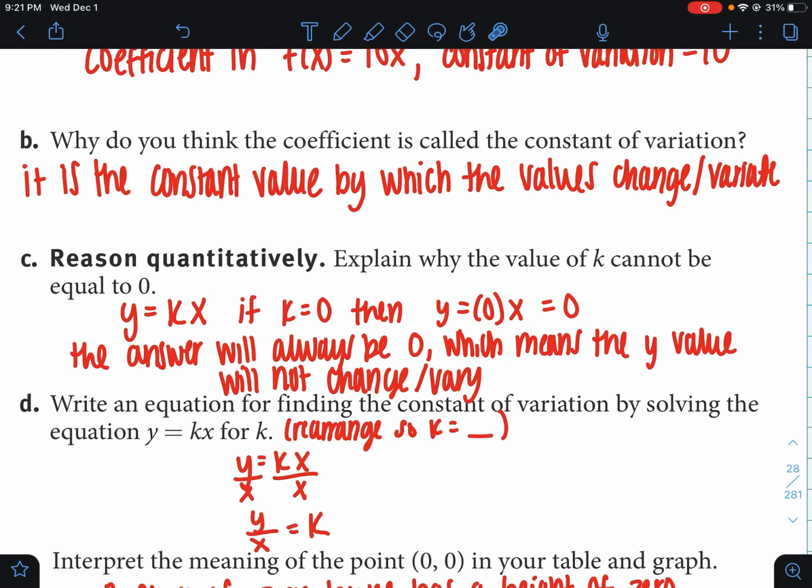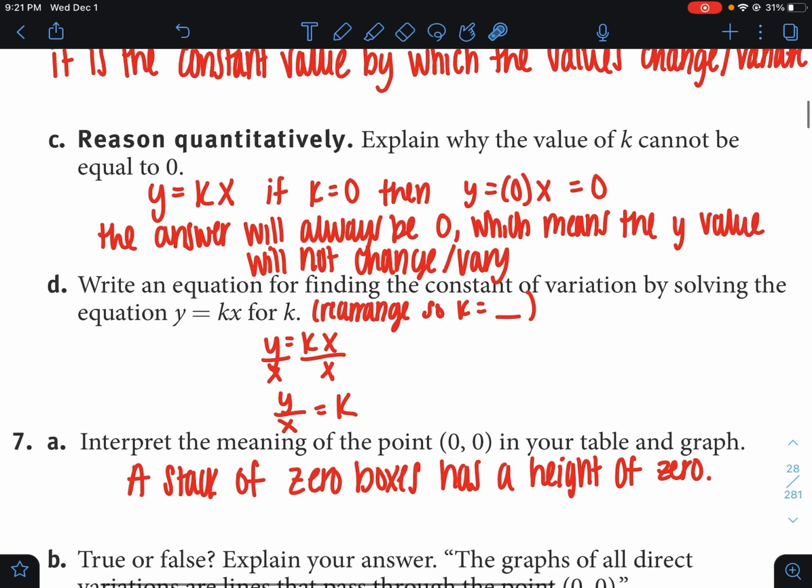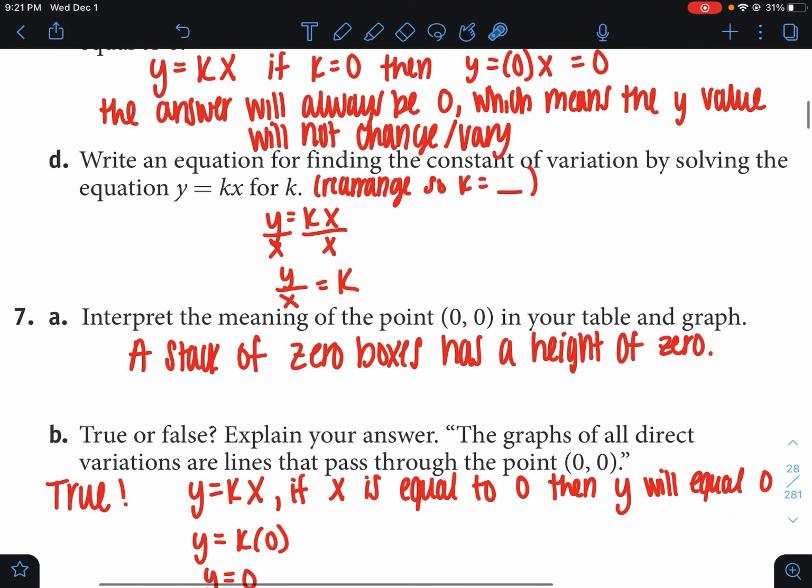Okay, so if we were to rewrite this equation to solve for k, we would again divide both sides by x to get k by itself, and we get y divided by x equals k. So we could have our equation this way, or we could see it in this form. Okay, now, next concept here.